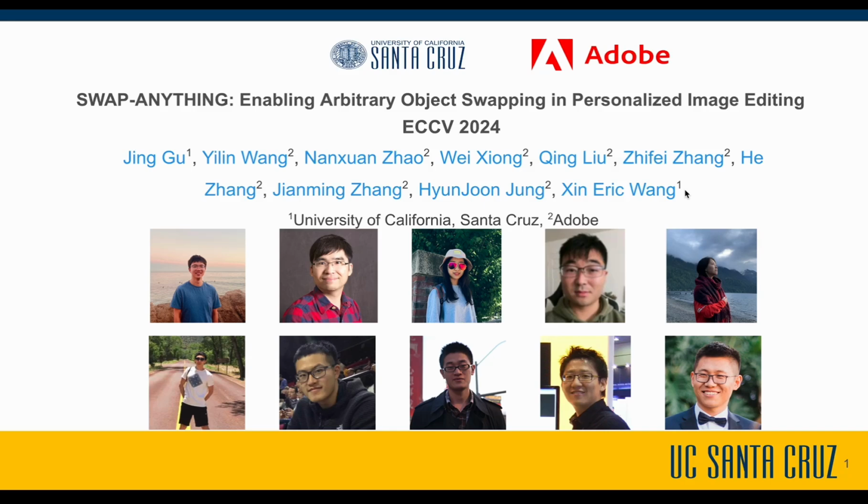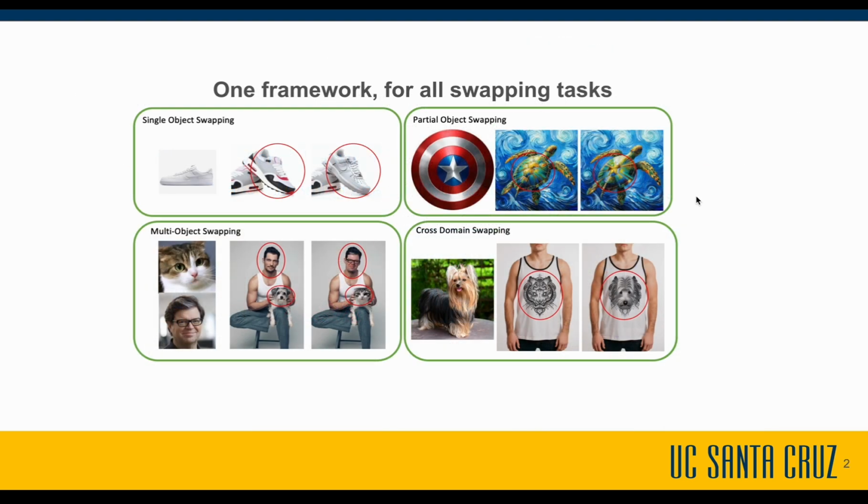Hello everyone, today I'm going to present our paper, Swap Anything, Enabling Arbitrary Object Swapping in Personalized Image Editing. Swap Anything is one framework for all swapping tasks, including single object swapping, partial object swapping, multi-object swapping, and cross-domain swapping.